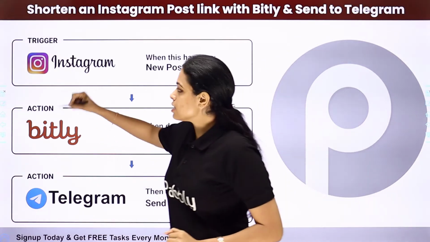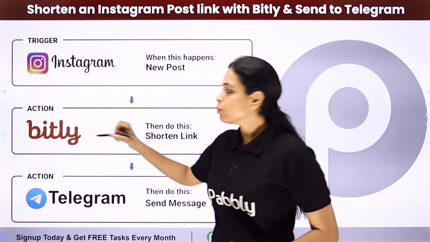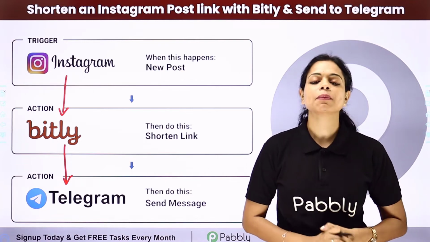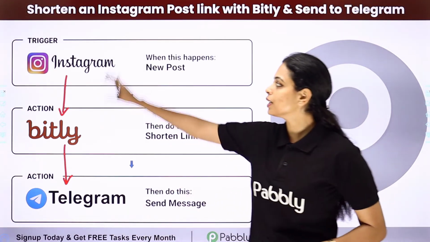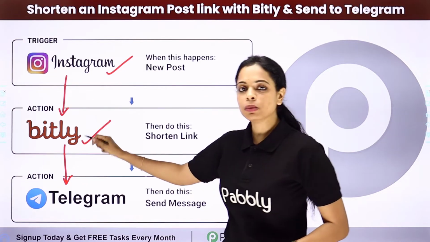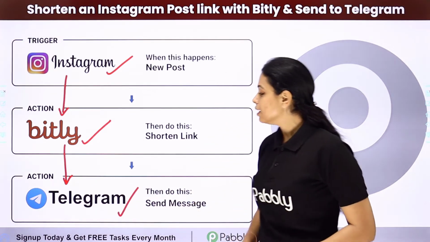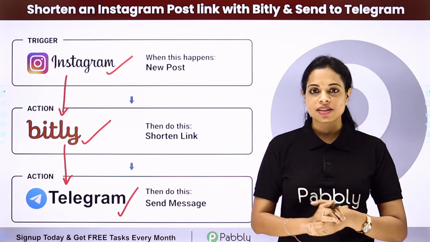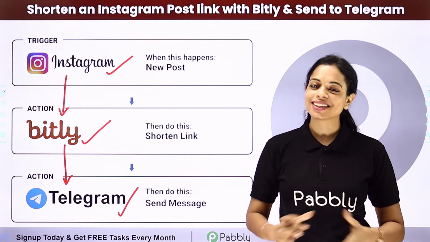Now, for automating this entire process, I will have to integrate the 3 applications, and the same thing can be done using Pabbly Connect software. So here your trigger application will be Instagram, and your action application initially would be Bitly, and then it would be Telegram. Now how can you integrate and automate this entire process yourself? To understand that, let me take you to my screen.